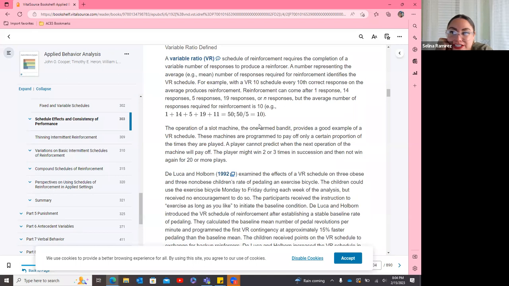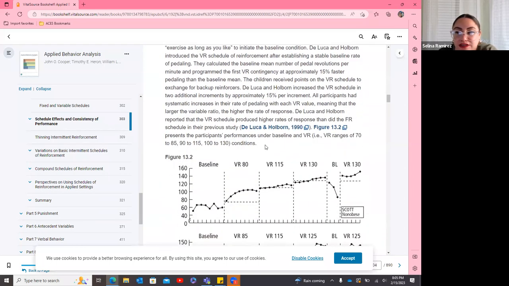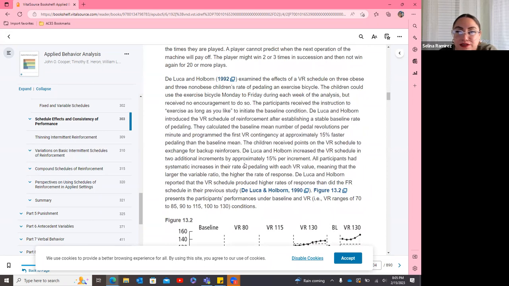The operation of a slot machine, the one-arm bandit, provides a good example of a VR schedule. These machines are programmed to pay off only a certain proportion of the times they are played. A player cannot predict when the next operation of the machine will pay off. The player might win 2 or 3 times in succession and then not win again for 20 or more plays. And then it's going to talk about examining the effects of a VR schedule. And then it's probably going to tell us how valuable a VR schedule is, right?